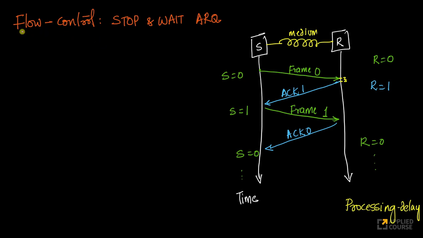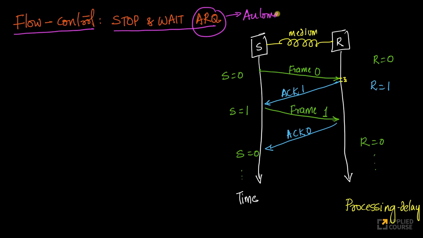The first flow control algorithm that we'll study is called stop and wait ARQ. You can think of it as an algorithm or as a protocol. Both of them mean the same thing. A protocol tells you a set of rules that we have to follow. So does an algorithm, actually, if you think about it. Here, ARQ basically means automatic repeat request.